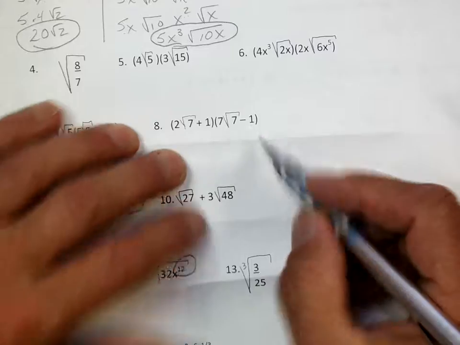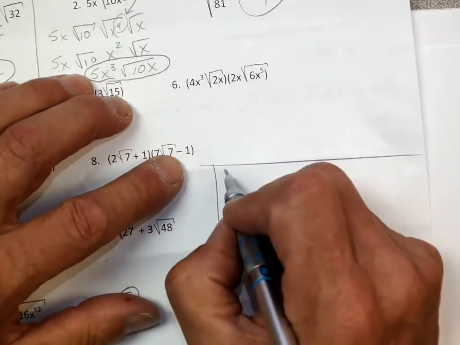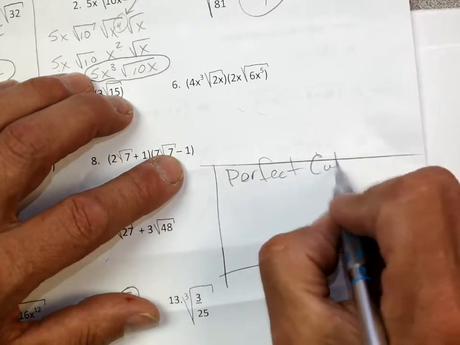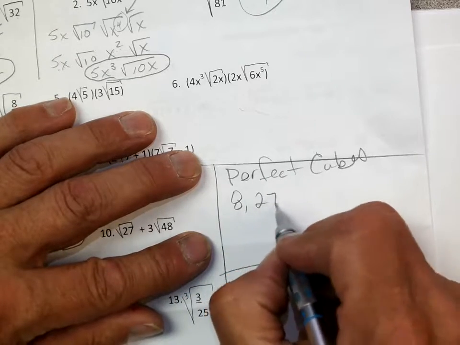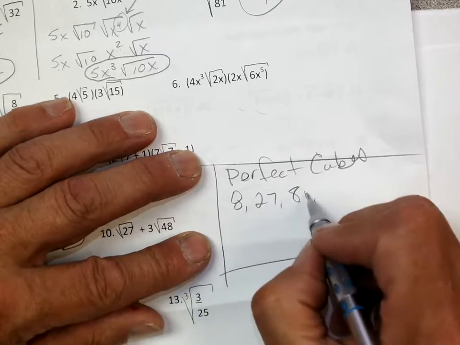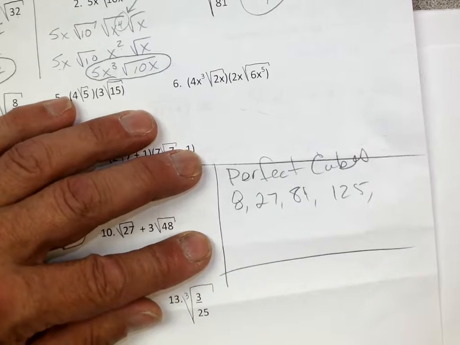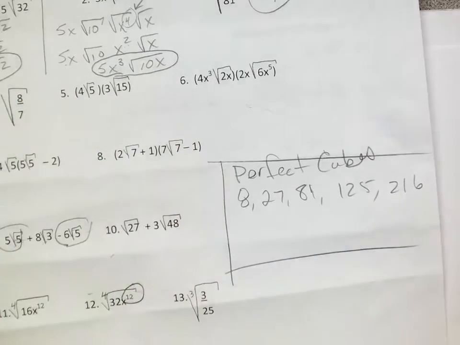Okay, do 13. I want you to write down all the perfect cubes. Let's write them down up here, okay? Perfect cubes, because you want these in your notes somewhere. Perfect cubes. 8, 27, 81, 125, what is it, 246? Oh, hold on, I'll tell you a second. What is it? 216. I think that's all the further you need to go. Okay, thanks, Austin. So these are your perfect cubes, right?